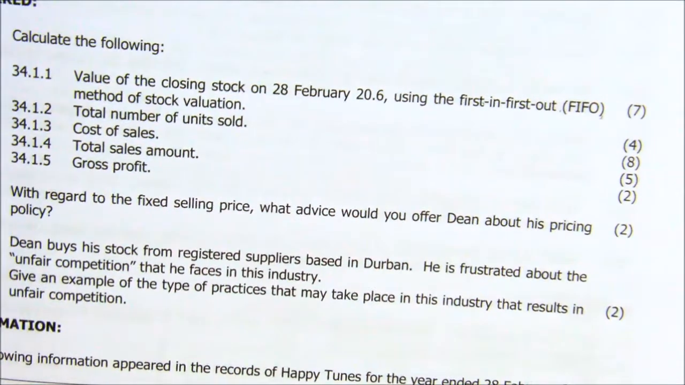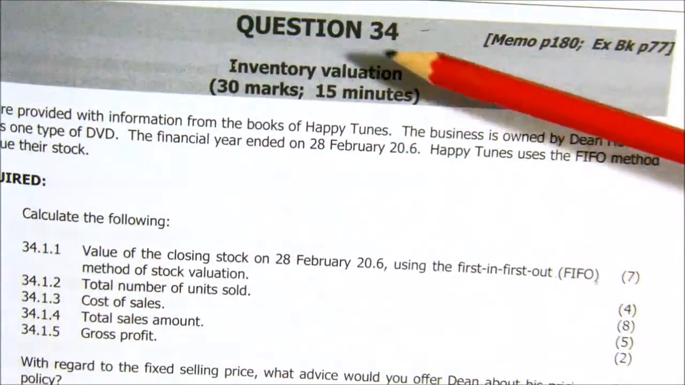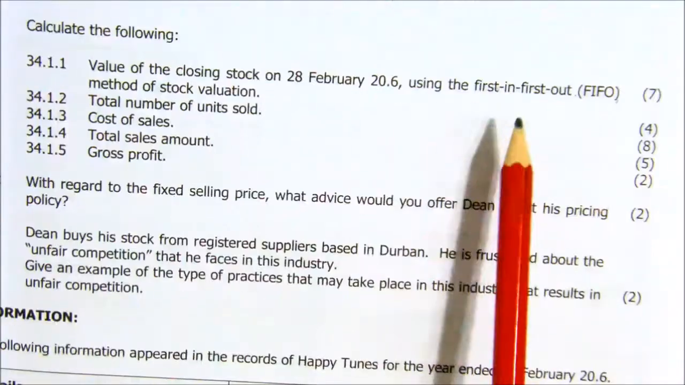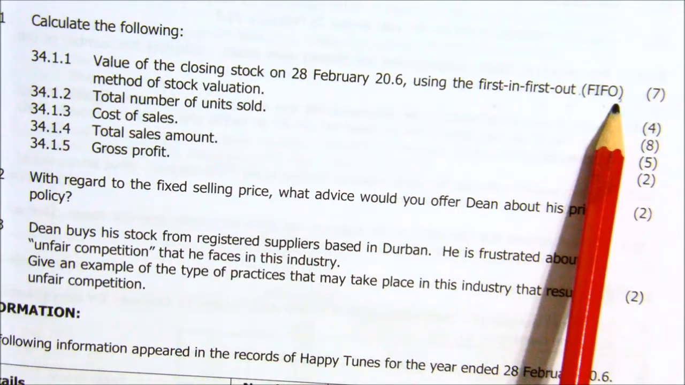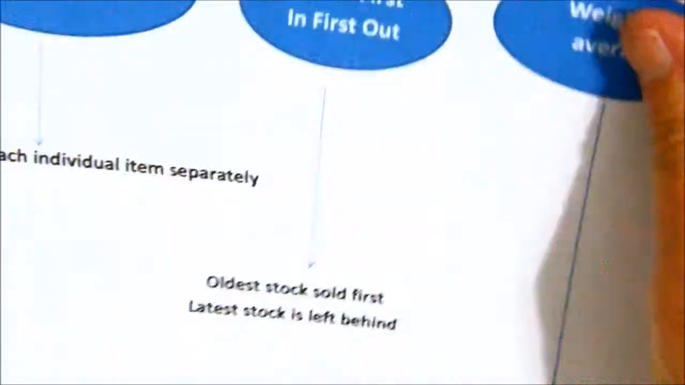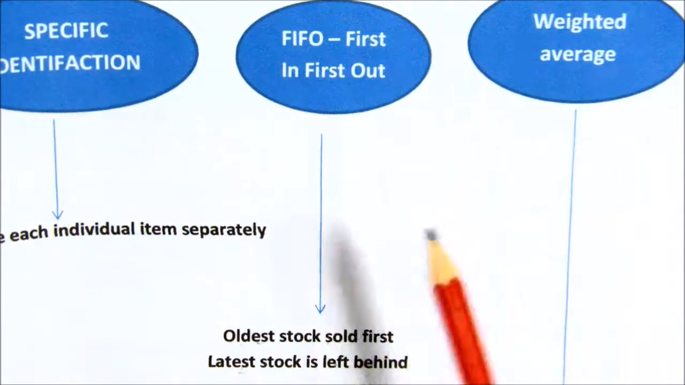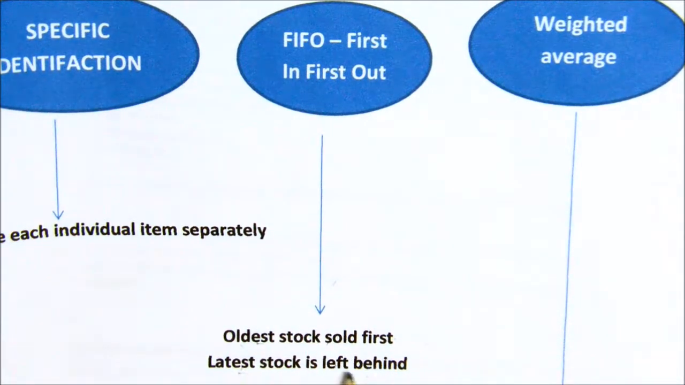Right, learners, so let's take a look at the first of our stock systems, and in question 34 they ask us to value it using the first in first out method. Now remember, with first in first out, the older stock will be sold first and the later stock will be left behind, and that will be the value of your closing stock.